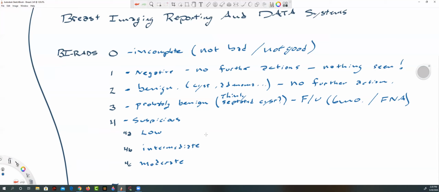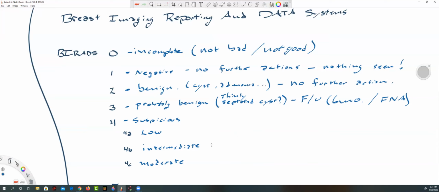So let's say a low suspicion. Let's say a hemorrhagic cyst, but you don't really know if it's a hemorrhagic cyst or is it cancer. But you're pretty sure it's hemorrhagic, so it's suspicious but low. Let's follow up, or maybe do an FNA.